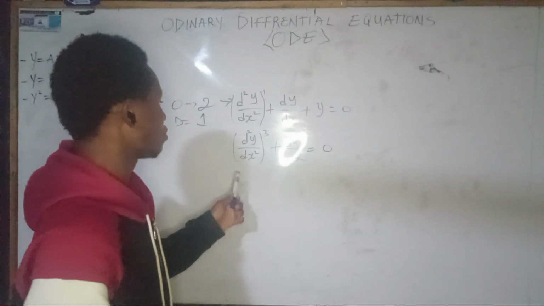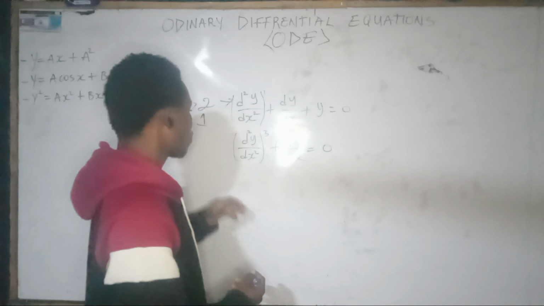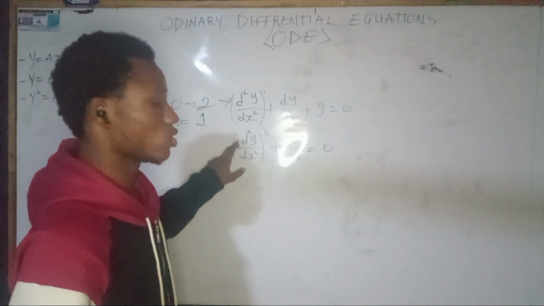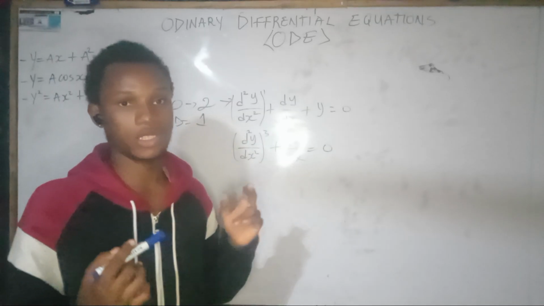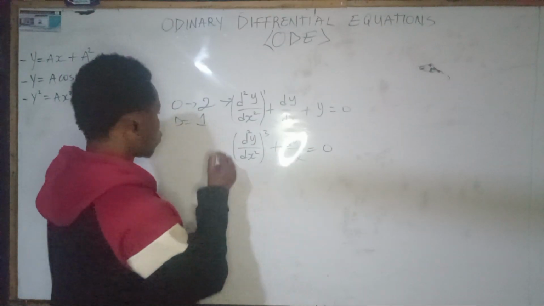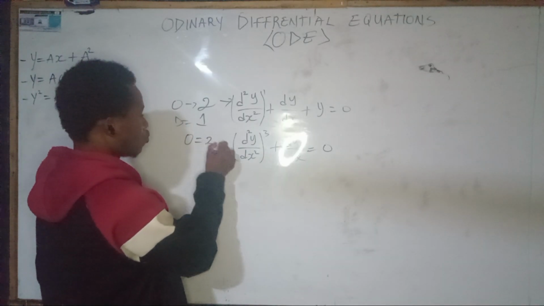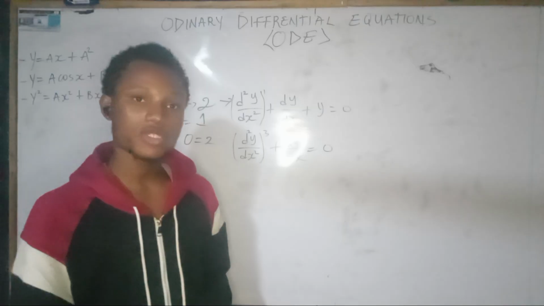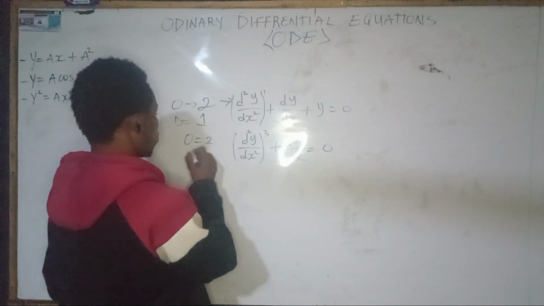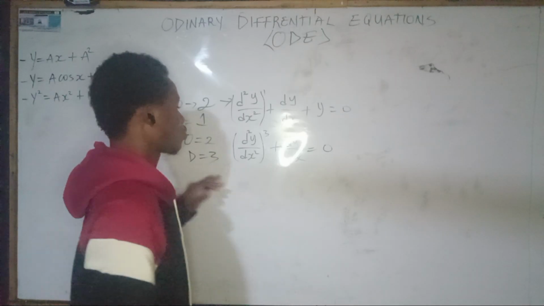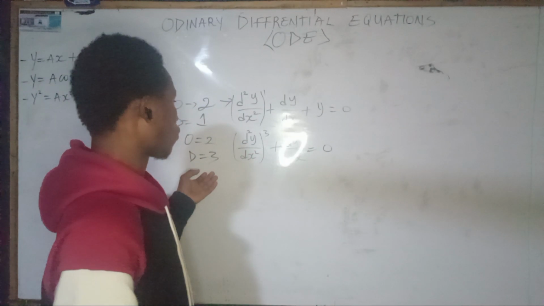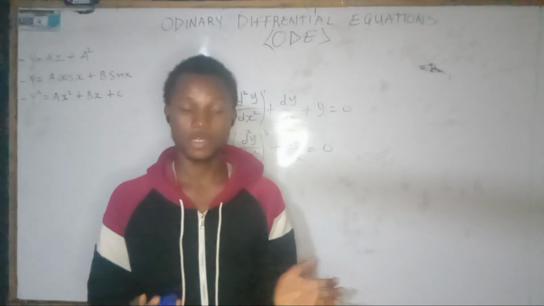Now let's move to the other differential equation. If we look at it, we have dy/dx and we have d²y/dx². Obviously d²y/dx² is the one with the highest order, so the order of this equation is 2. The degree of this equation is the power of the highest order derivative, which is raised to power 3. So our degree here is 3, and that is the basic stuff on order and degree in a differential equation.